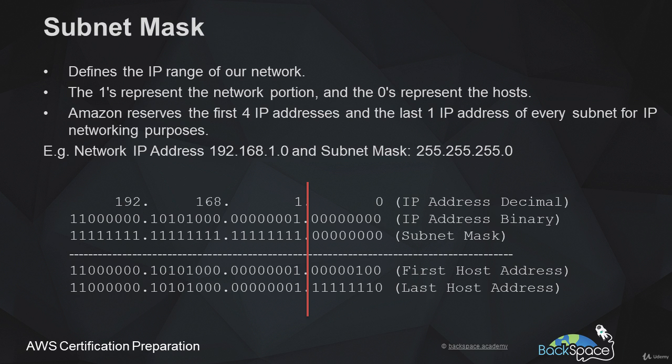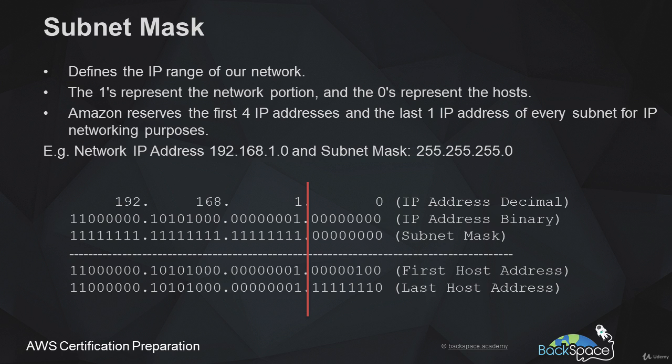So a subnet mask defines a range of IP addresses. It defines the IP range of our network. The ones in that subnet mask represent the network portion, and the zeros represent the host. So that means we have a network, and then we have those zeros which represent the host, the range of IPs that can be used for hosts within that network.